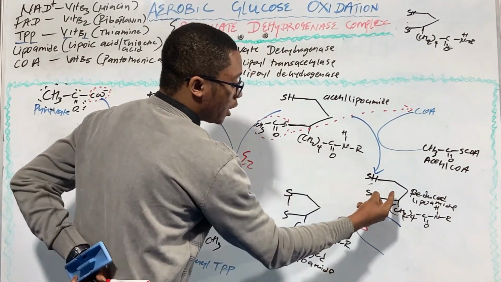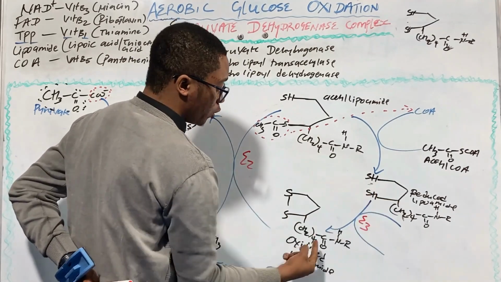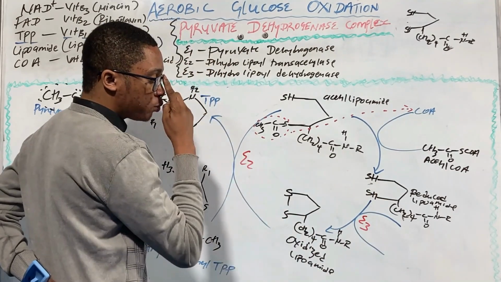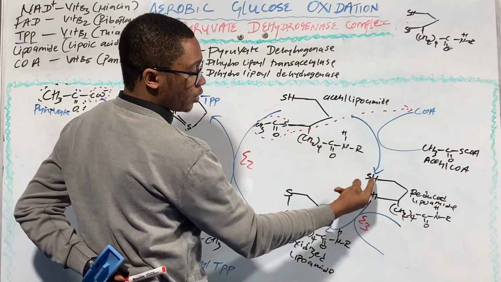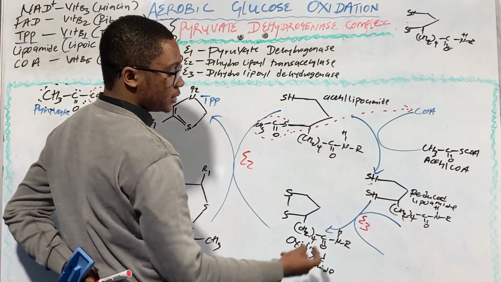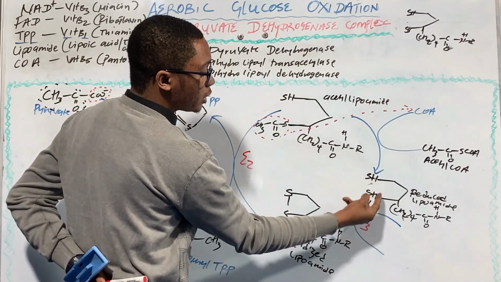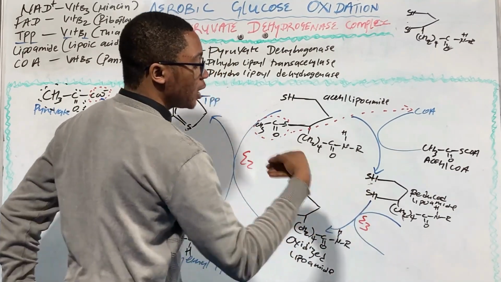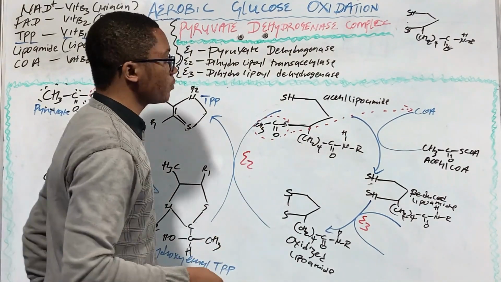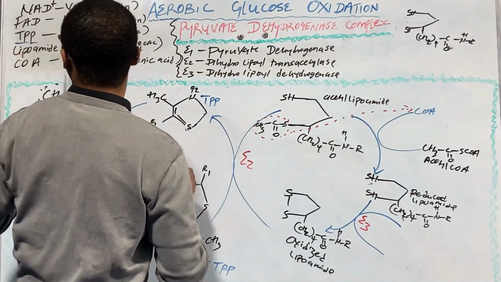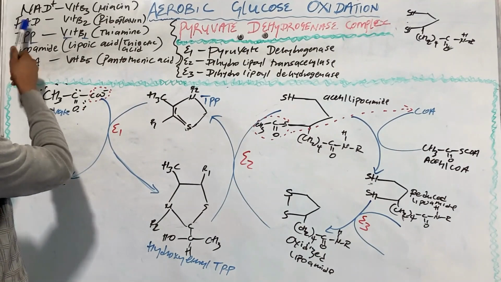Remember, in the conversion of this reduced lipoamide to oxidized lipoamide, we found out that there is loss of hydrides. There are lots of electrons in the form of hydrides. These electrons that are lost in the form of hydrides are actually picked up by FAD.